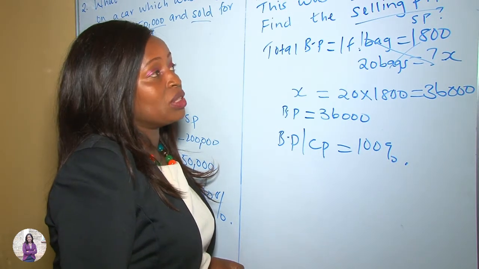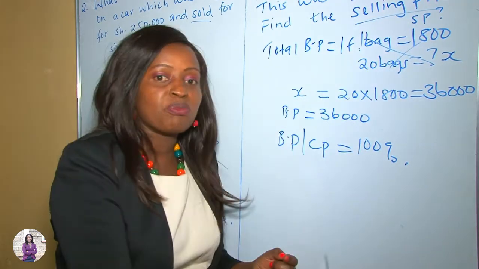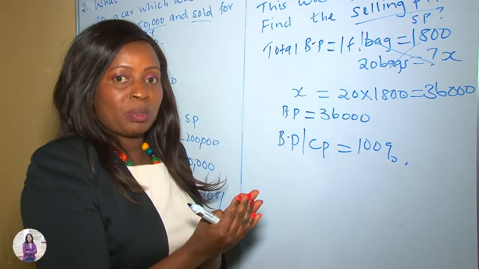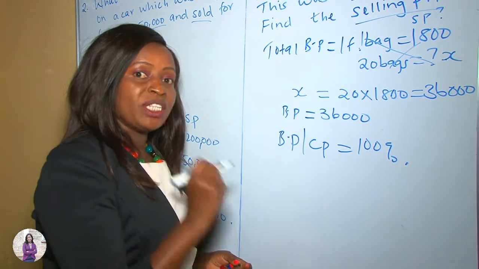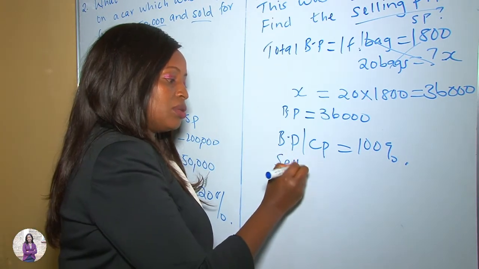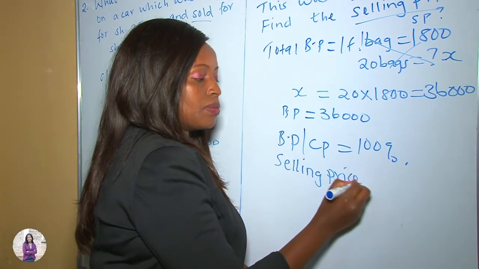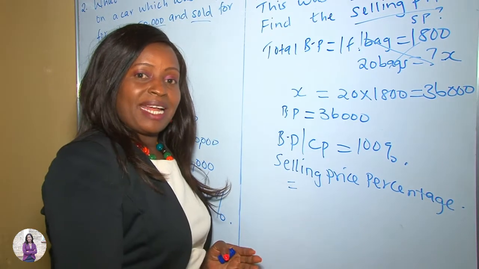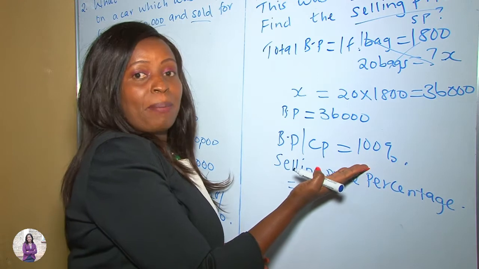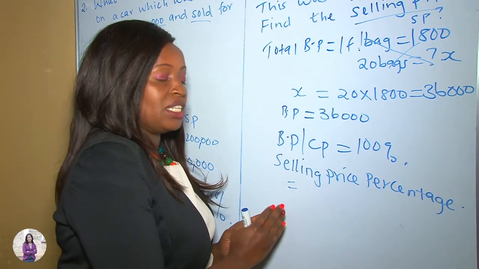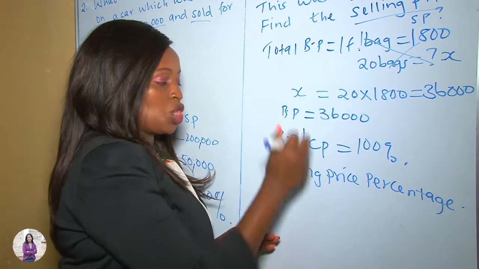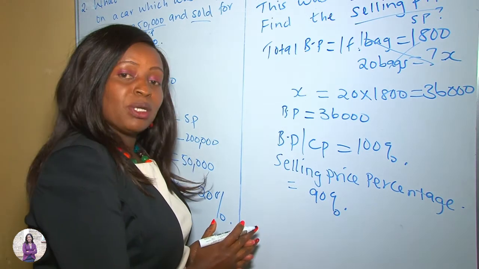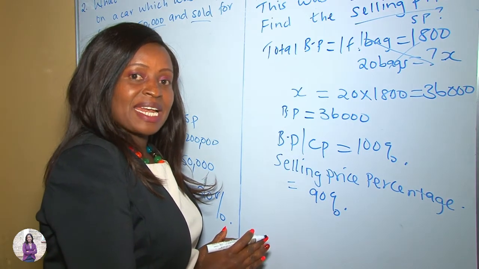So in this case, we are being told that he made a loss of 10, meaning he moved backwards with 10. So he sold the item at what percentage? Therefore, now we need to identify the selling price percentage. And because he made a loss, it means that he sold less than the buying price percentage. Meaning his selling price percentage was less than 100 by 10. So it was 90%.